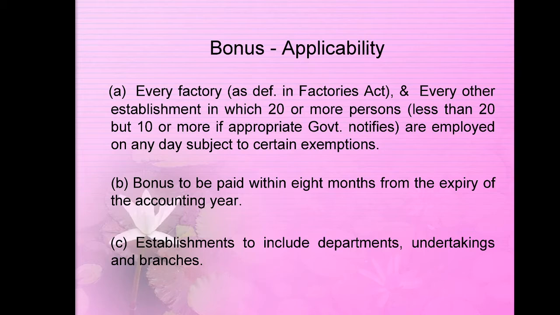So if 20 or more persons are working, that organization is eligible to give bonus. Even if less than 20 but 10 or more, if the appropriate government notifies. The government will be notifying if the number of workers goes below 20, and for 10 as well, it will be according to the government, which will notify the organization. And the bonus will be paid within 8 months from the expiry of the accounting year.